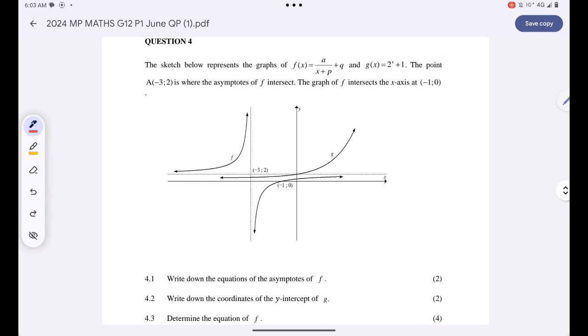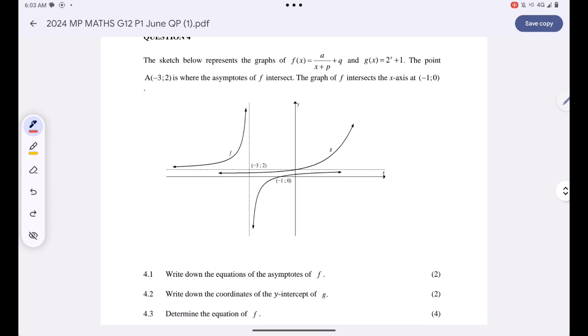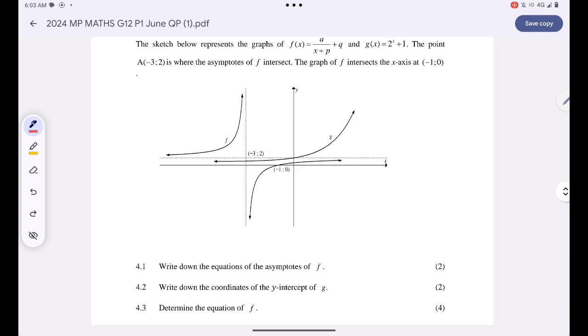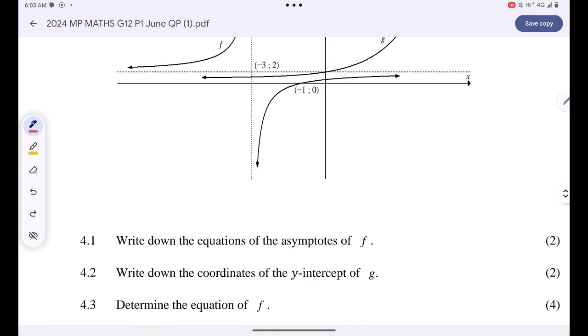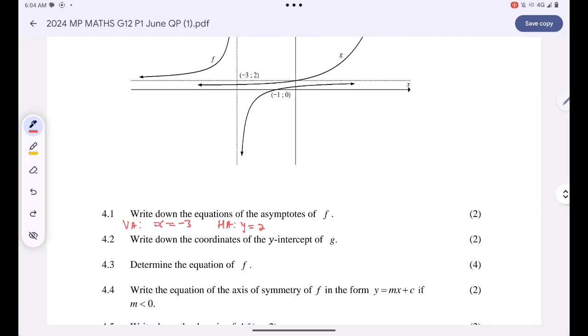Write down the equation of the asymptotes of f(x). x is equal to -3. That's my vertical asymptote. And for my horizontal asymptote, y is equal to 2. Then I must write down the coordinates of the y-intercept of g.